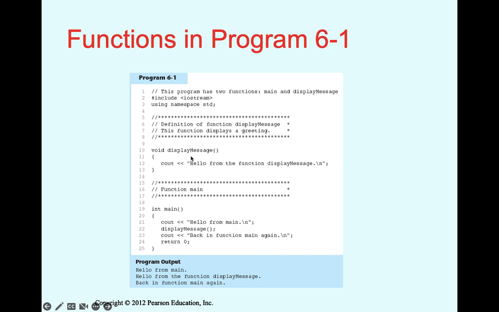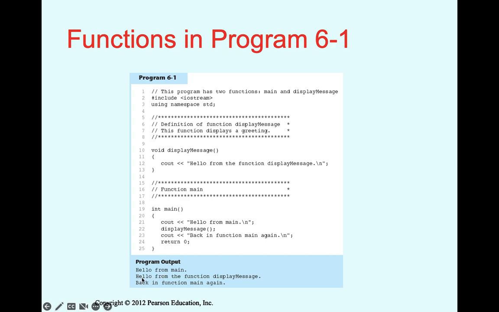So this is an example. We define here a void function that does not return anything, called displayMessage. In the body of the function, we just print hello from function displayMessage. Then we have the main. So this is the start of the function, this is the end of the function, and then we have the main function. We print hello from the main. Then we call displayMessage. This line will cause us to move to this function, execute the body of the function, and come back. Then we print back in main again and return 0.